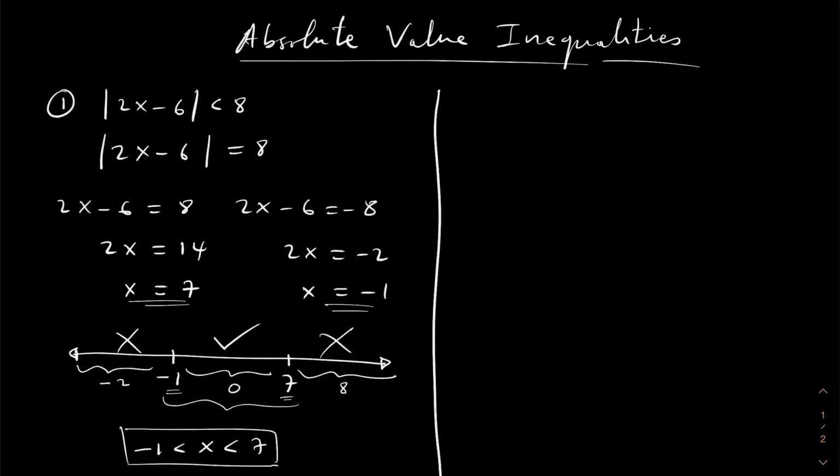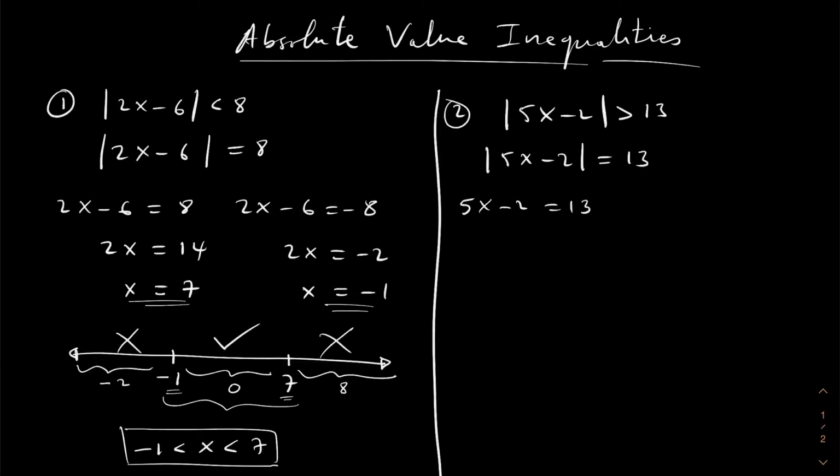Now I'm going to give you the absolute value of 5x minus 2 bigger than 13. First things first, let's solve the equality version of this problem. So we're going to have the absolute value of 5x minus 2 equals 13. Considering the positive and negative side of this equation, we're going to have 5x minus 2 equals 13, or 5x minus 2 equals negative 13.